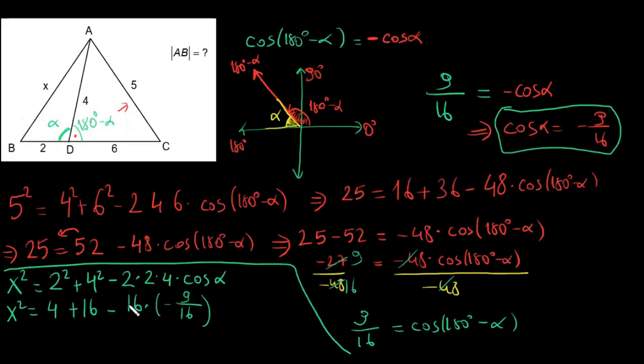So here we can cancel 16 and negative 16, because one is in the numerator and the other in the denominator, and minus times minus will be plus. So we can write x squared is equal to 4 plus 16 is 20, plus 9, because 16 and 16 canceled out. So we have found that x squared is equal to 29. That means x is equal to positive root 29. This is the answer. If you have any question, please ask.